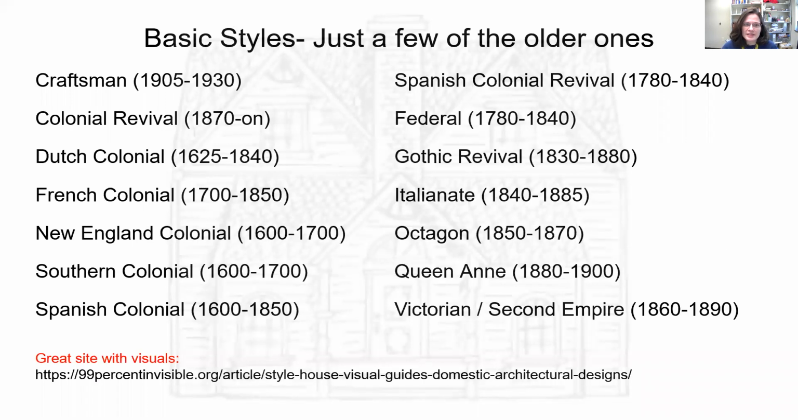These are just a few basic styles of houses. There are tons of these, and a lot of them have been redone over the years as well. There's a great website right here at the bottom of the screen. Check it out if you want to learn more about what makes them Gothic Revival or New England Colonial, and how to identify those.